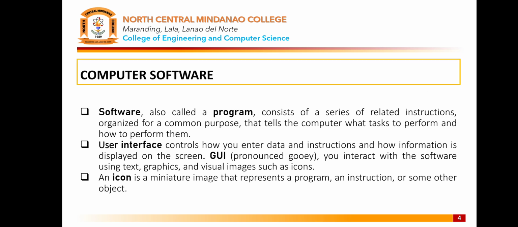Okay, so first, let's define what software is, since we're going to talk about computer software. When you say software, it is also called a program and consists of a series of related instructions organized for a common purpose that tells the computer what task to perform and how to perform them.